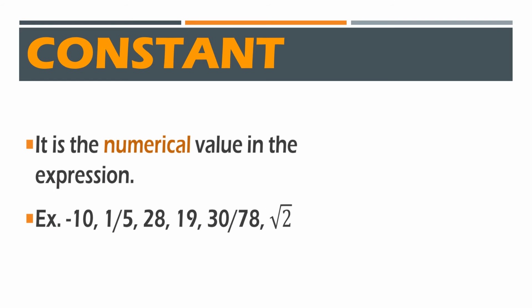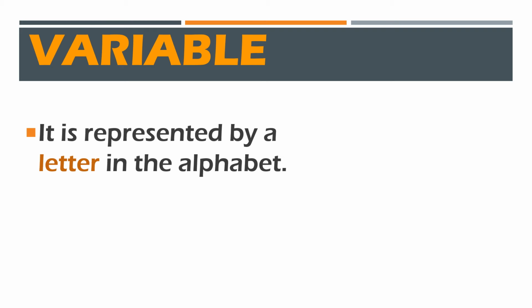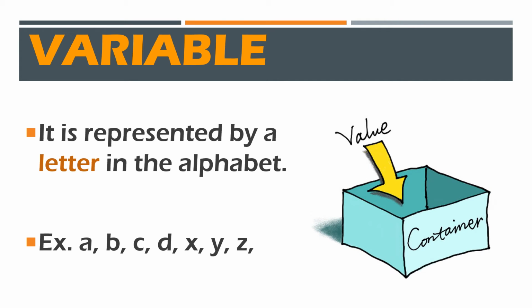So what are the basic parts of polynomials? First, constant. It is the numerical value in the expression, meaning to say, the number in the expression. Okay? So here are the examples of constants. Okay, next, we also need to know what is a variable. A variable is represented by a letter in the alphabet. You can use any letter in the alphabet, but these are the known variables: a, b, c, d, x, y, z. Now a variable is just like a container, and it has its own value. It represents a value. So that is a variable.